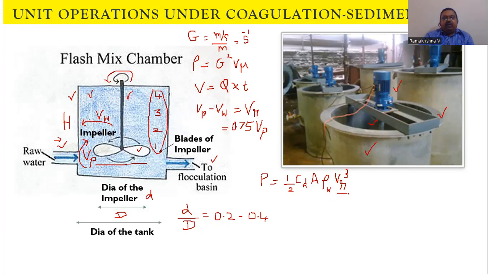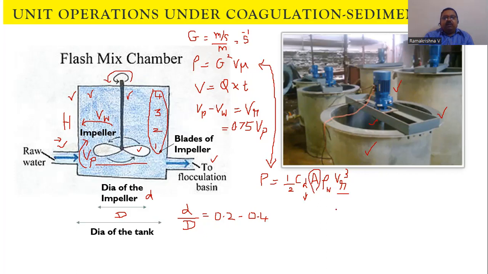And VR is the relative velocity, which is nothing but 75% of the paddle velocity. And CD is the coefficient of drag and depends on the machine manufacturer, the impeller, whatever is there. So this manufacturer data we are going to take as a constant value. And P is nothing but the power induced here, using the relation we already calculated, G square V mu. That value we are going to use, and subsequently we are going to calculate the area of the paddles.